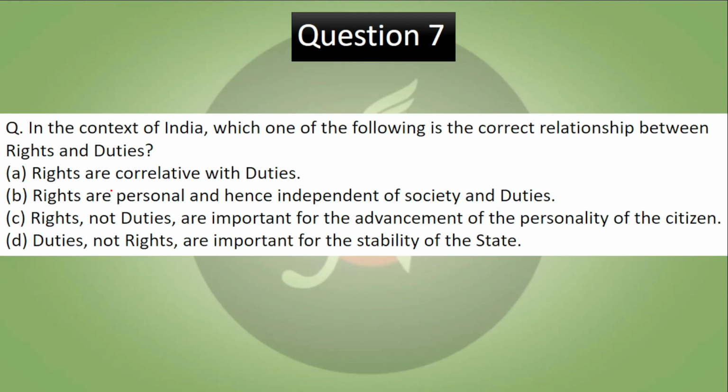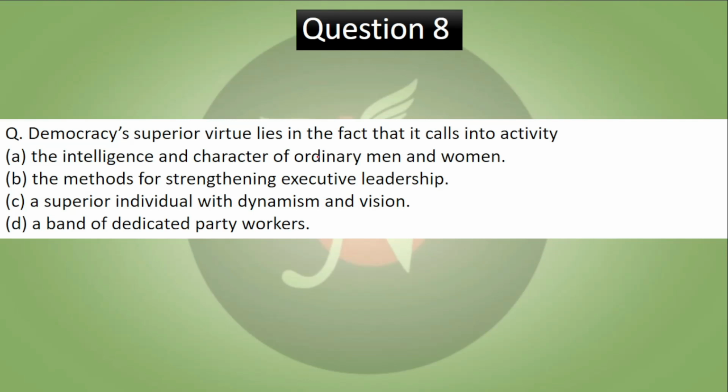Question 7. In the context of India, which of the following is the correct relationship between rights and the duties? Rights are correlative with duties. Rights are personal and hence independent of society and duties. Rights, not duties, are important for advancement of personality of a citizen. Duties, not rights, are important for the stability of the state. Pause the video, try to answer. Now let's see the correct answer. So the correct answer to this is A, that rights are basically correlative with the duties. This is the correct relationship between both. It was a factual question. Let's move to question number 8.